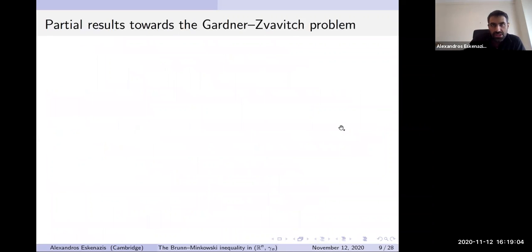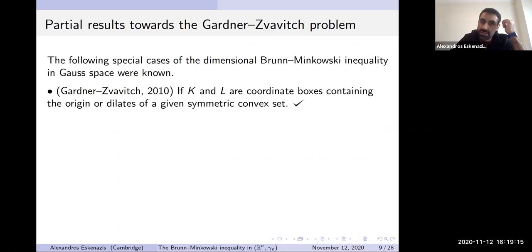Okay, so let me just tell you what was known. The problem was posed around 10 years ago, but there has been a lot of activity in the past 5 years. First of all, Gardner and Zvavitch proved the conjecture if K and L were coordinate boxes containing the origin, or if K and L were dilates, so multiples of a given symmetric convex set. And by the way, even for this case, where K and L are multiples of a given symmetric convex set, they needed to use the B inequality. So even in that case, it's not a trivial theorem.